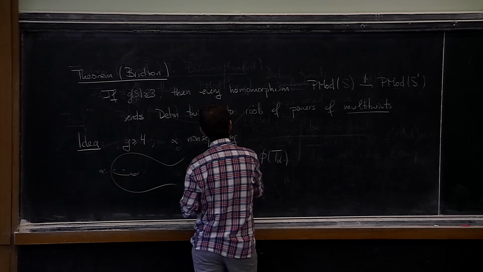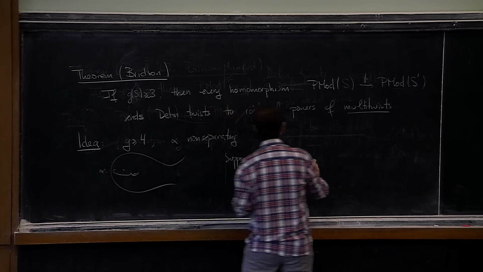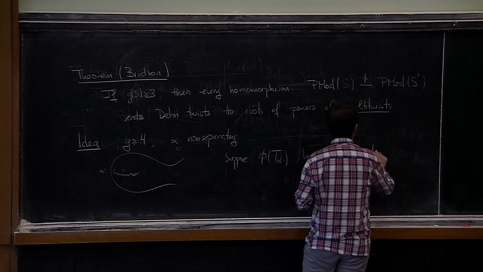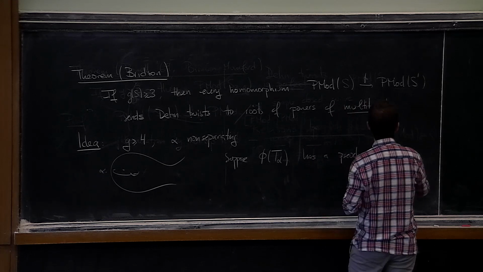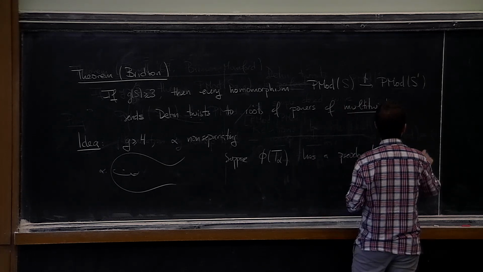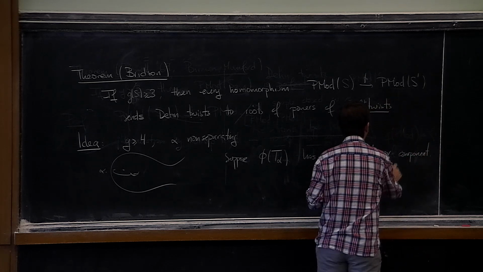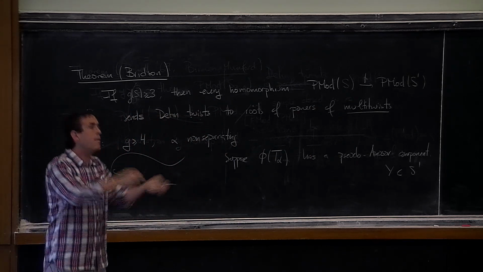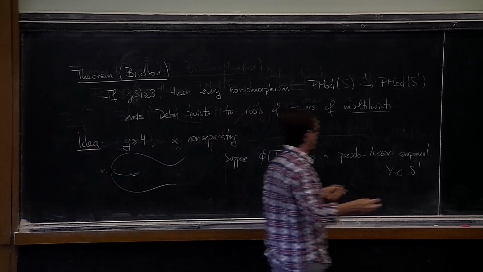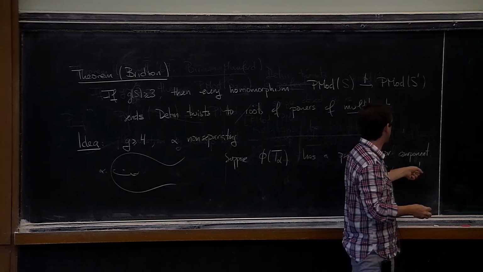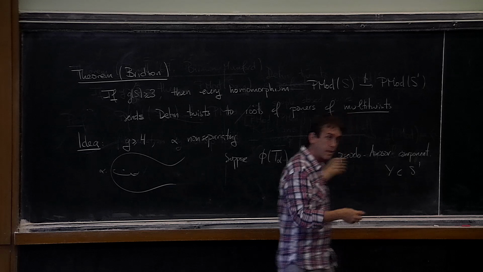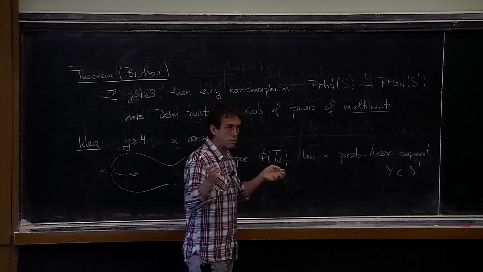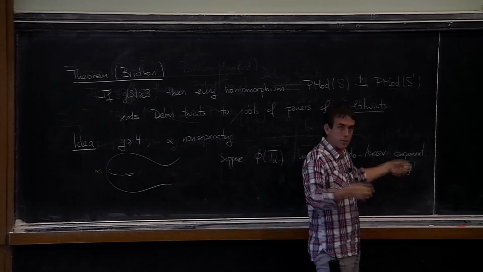So suppose phi of t alpha has a pseudo-Anosov component. Let's call it y, and this lives in S prime. It may not be connected, so let's take the maximal pseudo-Anosov component, the maximal subsurface of S prime on which the image is acting as a pseudo-Anosov. It need not be connected. But it's maximal. So let's suppose for the sake of argument that it's connected.